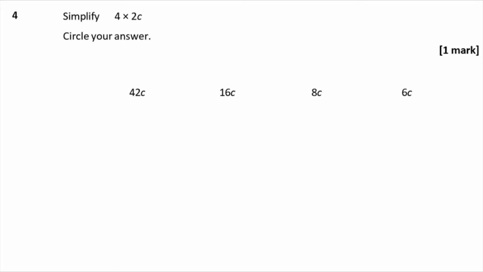Question 4, simplify 4 times 2c, circle your answer. Well, all you have to do really here is just to multiply these two together, isn't it? So 4 times 2 is 8, so that is going to give me 8c. Okay, so 4 times 2 gave me that 8. It's this one.